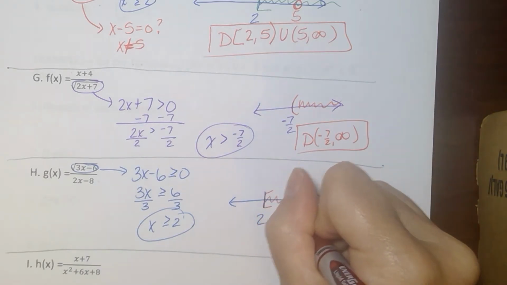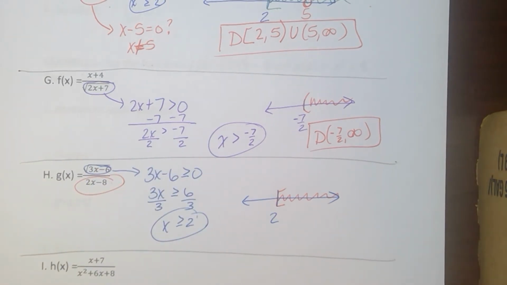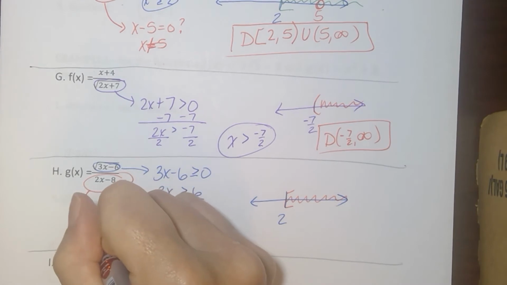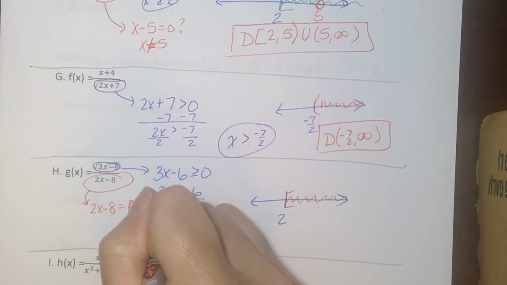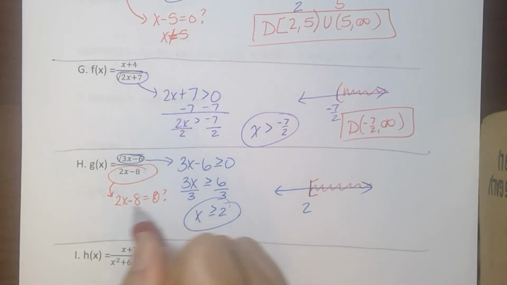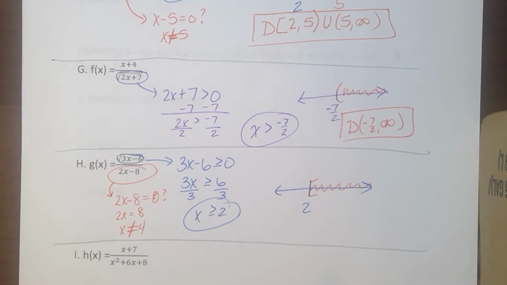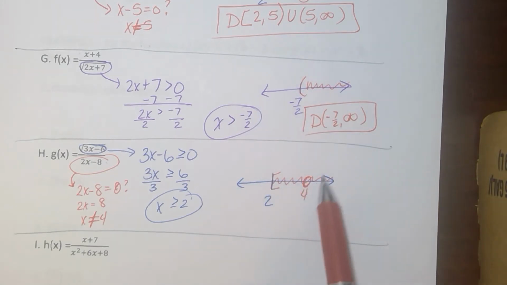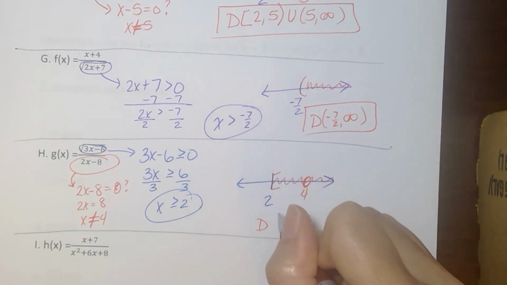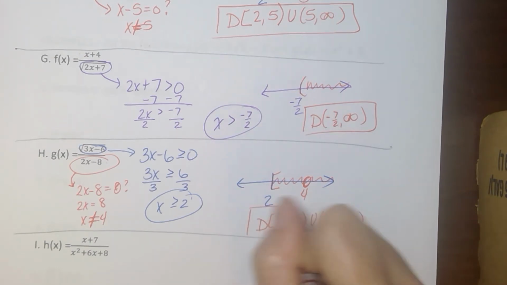Now I need to look at my denominator. Remember, my denominator cannot be 0. If it's 0, my function is undefined. So I see, okay, what would make my denominator equal 0? What could cause that to happen? I move that 8 over. I have 2x equals 8, or x equals 4. That can't be. If x is 4, my denominator is 0. So I have to kick that value out. So I say, you know what? Everything here except 4. So again, 2 intervals for my domain, leaving out that value of 4.